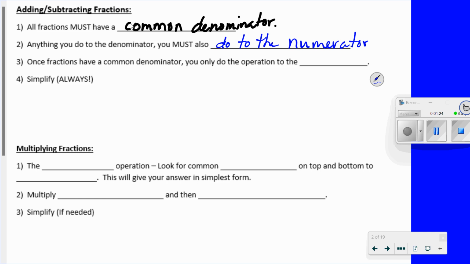Okay? Once fractions have a common denominator, you only do the operation, addition or subtraction, to the top, or the numerator.